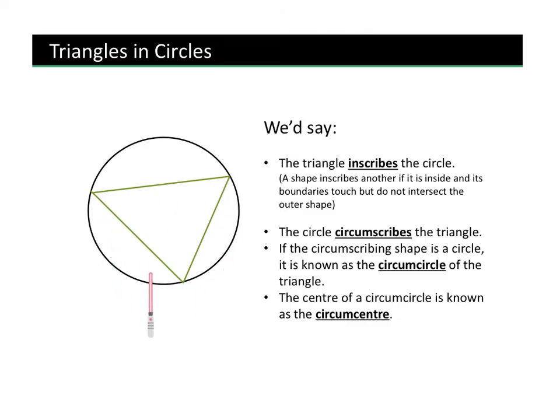The circle circumscribes the triangle, okay? And this is because all of the vertices of the triangle are on the circumference. If the circumscribing shape is a circle, it is known as the circumcircle of the triangle. So the centre of the circumcircle is known as the circumcenter.